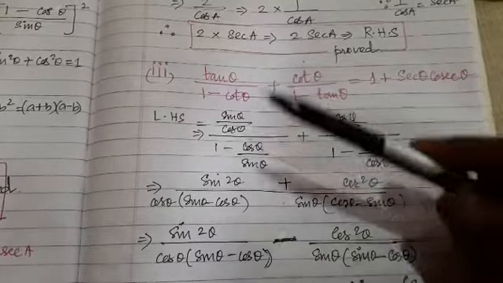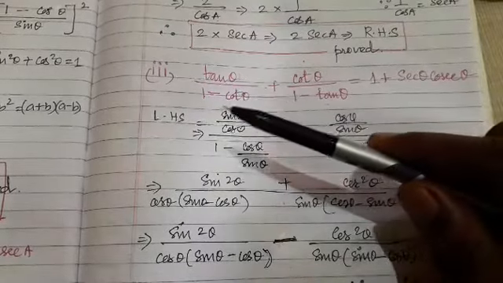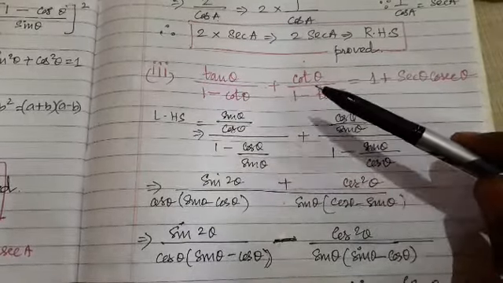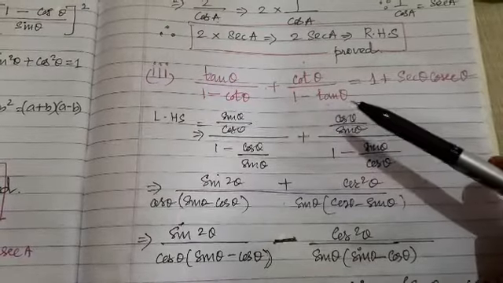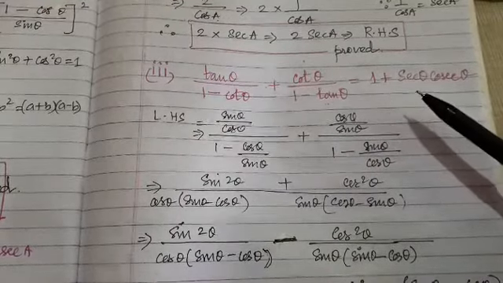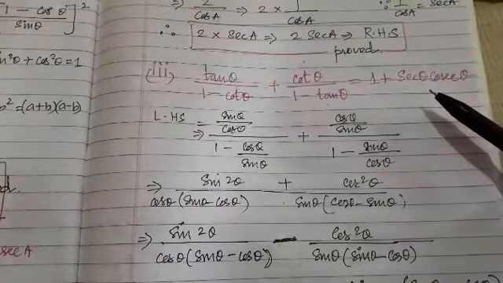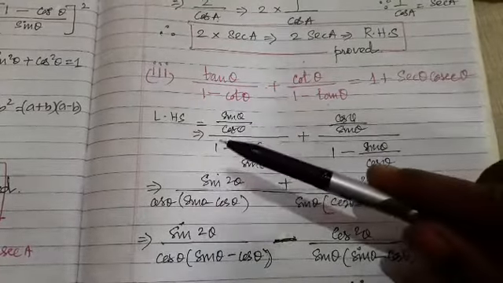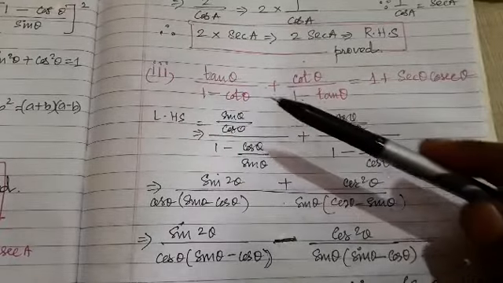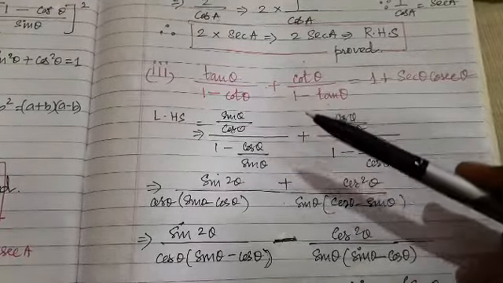Third question, what is given? Tan theta upon 1 minus cot theta plus cot theta upon 1 minus tan theta should be equal to 1 plus secant theta cosecant theta. We have to prove left hand side and right hand side should be equal. So I am taking the left hand side. One hint is also given. They are telling that convert tan cot into sin and cos ratio.